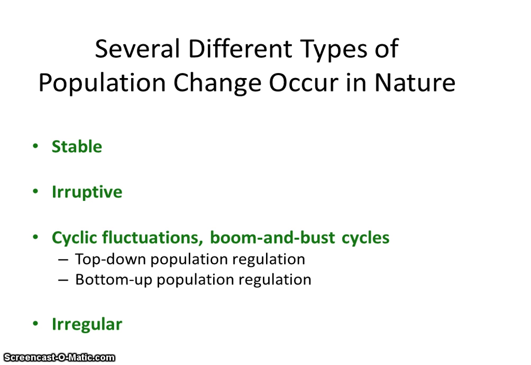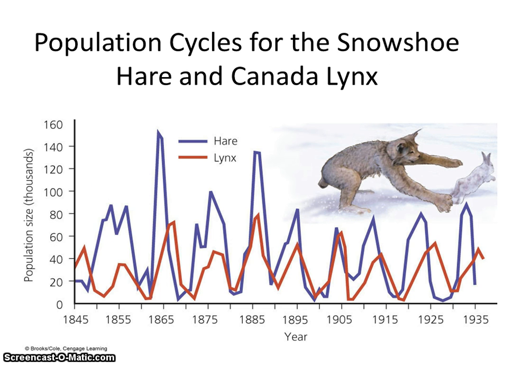Irregular population change, we've got no idea why it does what it does, but we know that it goes up and down with no rhyme or reason as far as predictability. And so again, they're all fairly easy terms to remember.